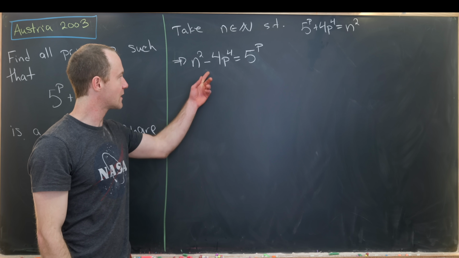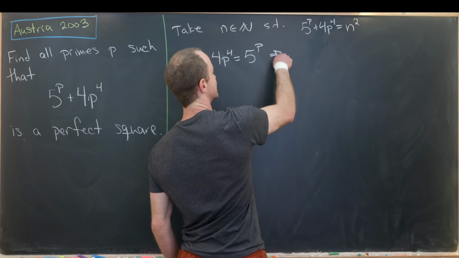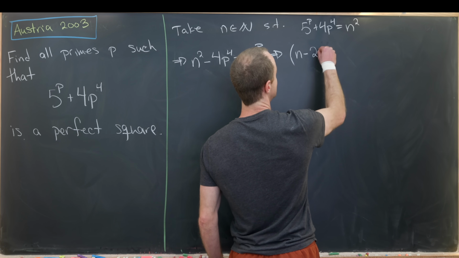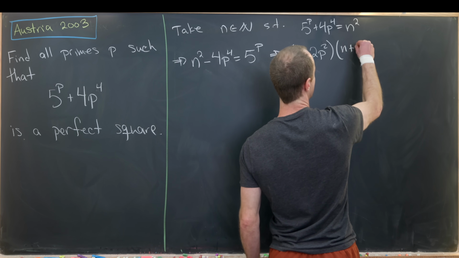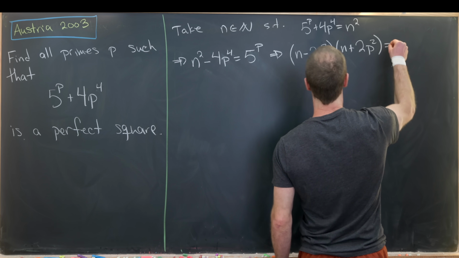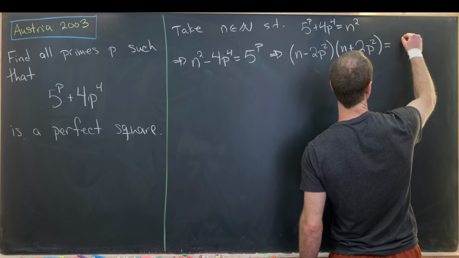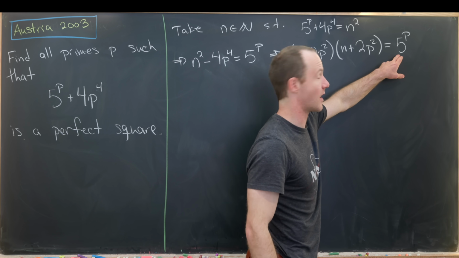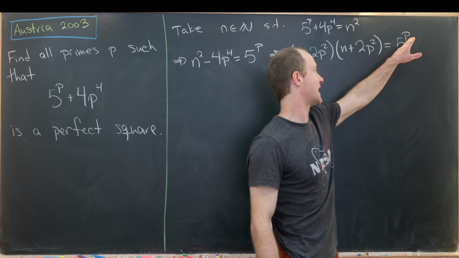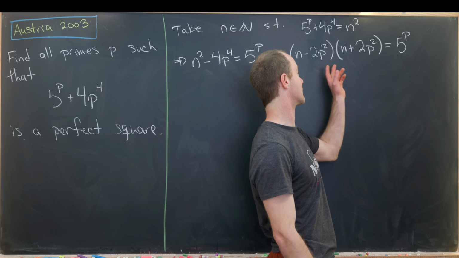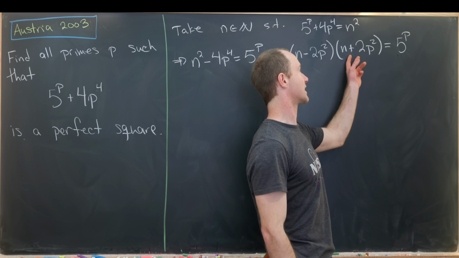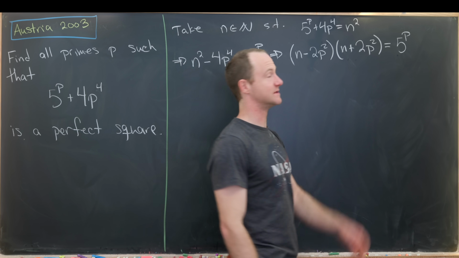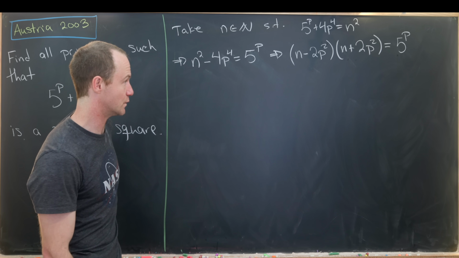But what can we do from there? We can factor this difference of squares, which is on the left-hand side. We can factor it like (n - 2p^2)(n + 2p^2). And that's going to be equal to 5^p. But now we have the product of two things equal to a power of a prime. Notice 5 is a prime. But whenever you have a product of two things being a power of a prime, it means that each of these must be a power of that prime as well.